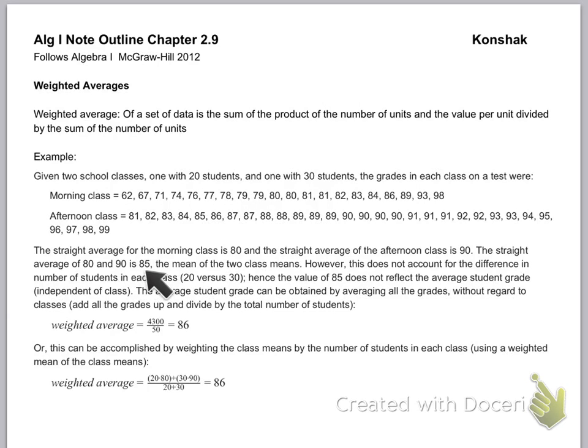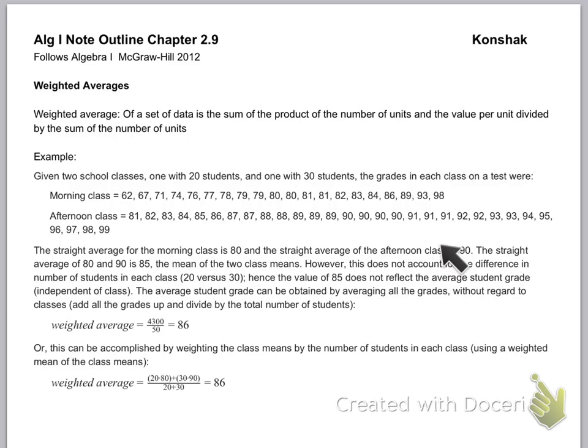Okay? Then we go below to the paragraph and they start explaining some information about this. We start to explain that the morning class average is 80, and the class average of the afternoon class is 90. So does that mean I can just take 80 plus 90 and divide by 2, which would be 85? That should be the average of the 2 classes, right? Unfortunately, that's not the true average.